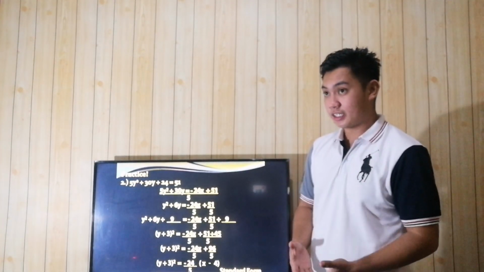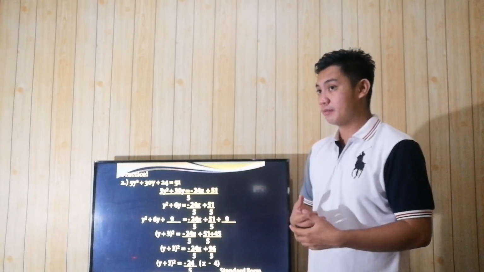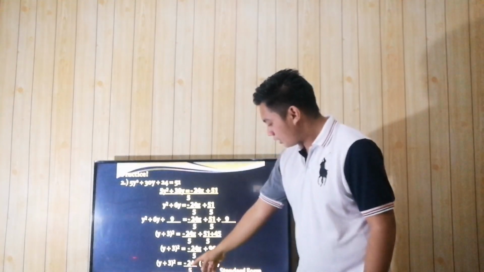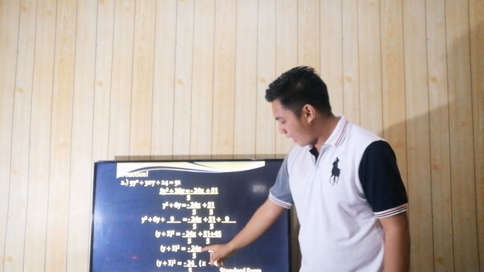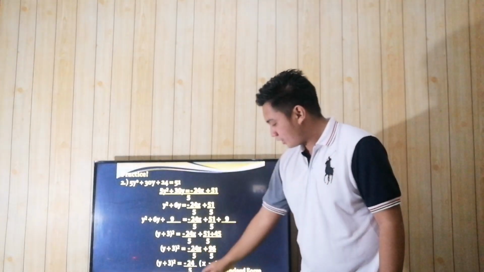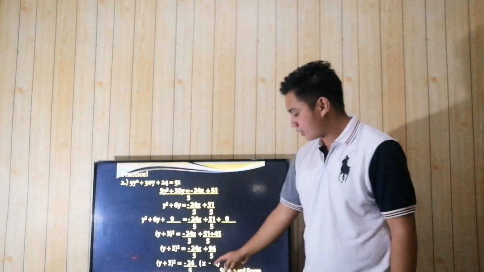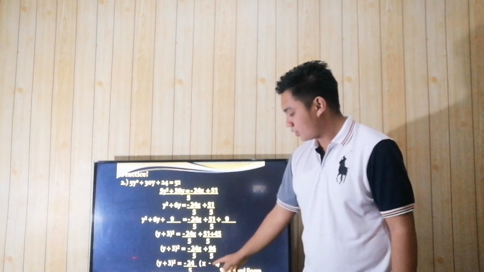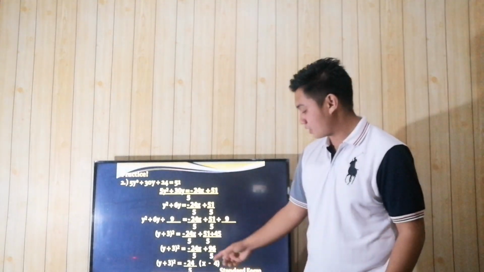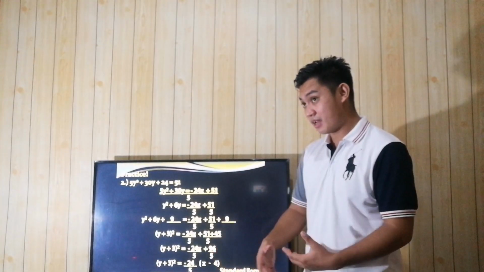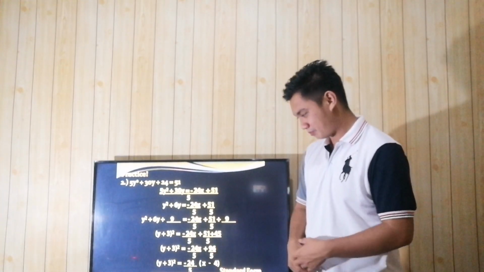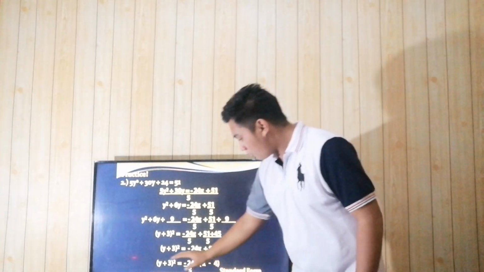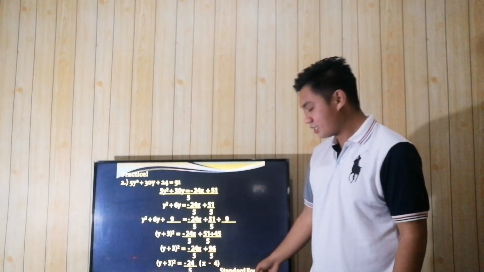Tara, i-check natin kung factor ba niya yan. So, negative 24 over 5 times x, we have negative 24x over 5. And then negative 24 times negative 4, we have positive 96 over 5. So, the same lang. Kaya nga, factor out ang factor niya lang. So, pag nakuha mo na ang ganito, ito na ang ating standard form.